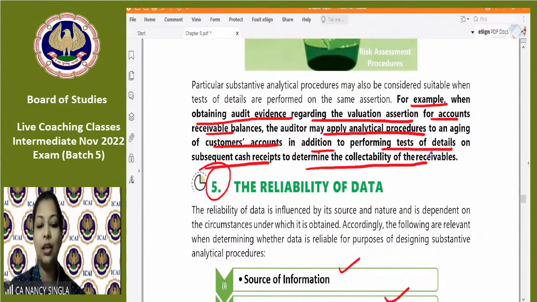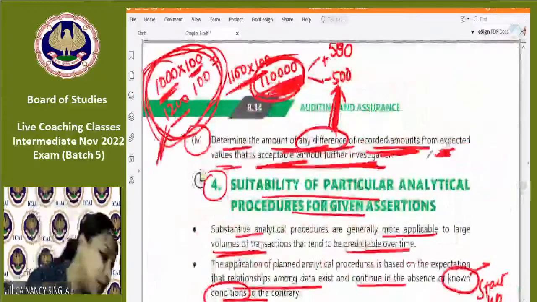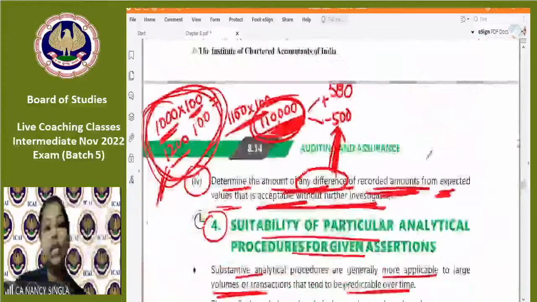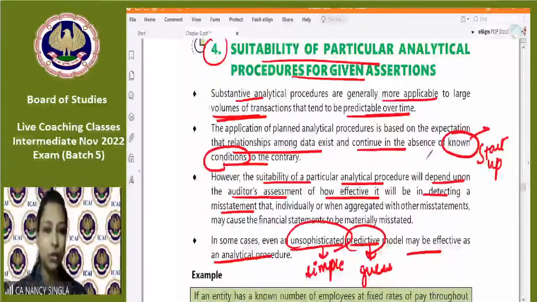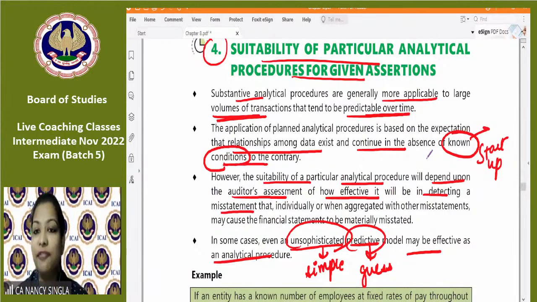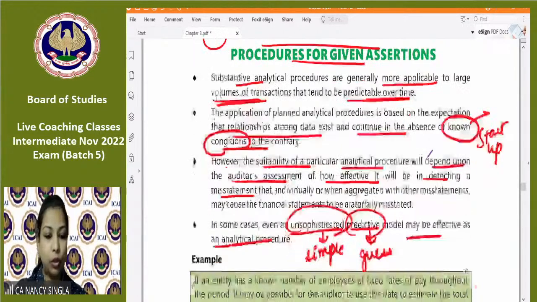I'll summarize it, whereby we discussed that with respect to suitability of analytical procedure, auditor will first of all see it is applicable on what? Large volume of transactions which are predictable of time, where there is a relationship which continue to exist, unless there are known conditions to the contrary. Now, whether to use analytical procedure or not, it depends upon auditor's judgment as to how effective will be an audit procedure. Sometimes unsophisticated predictive models, simple calculations may also help.